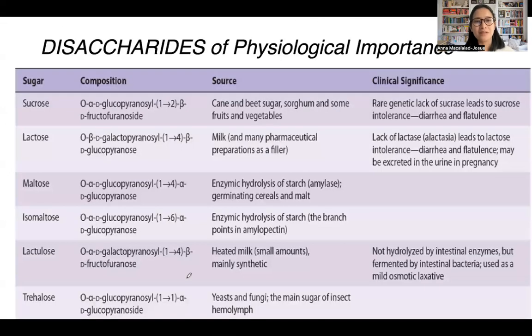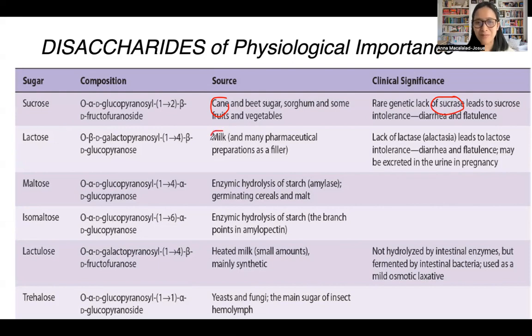Okay? So disaccharides of physiological importance. Sucrose, this is in your common table sugar. When you drink your coffee with sugar, that's sucrose, no? Because sucrose, the table sugar, mostly comes from cane sugar. So you have your cane and beet sugar, some fruits and vegetables, no? If you have some genetic problems with the enzyme sucrase, no? You can have sucrose intolerance because you cannot break down sucrose.